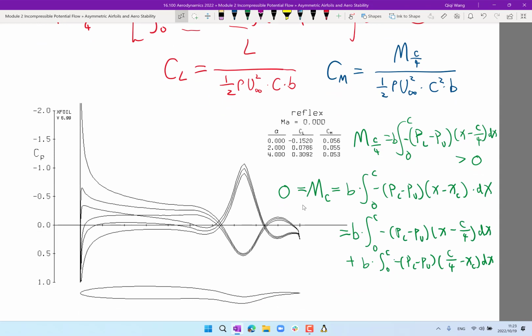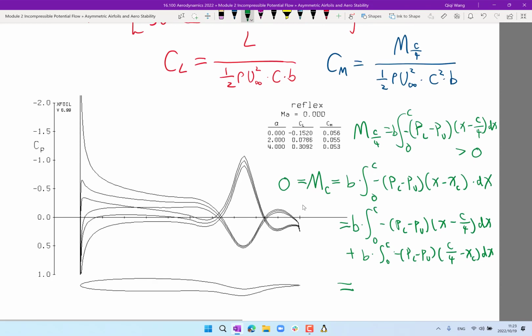Right? Okay. So what is the first term? The first term is just the moment around the quarter chord. So the first term is the moment around the quarter chord. Let me just call it XC so that we don't confuse with the chord. Okay, so that's the moment around the quarter chord. That's the first term. And what is the second term?